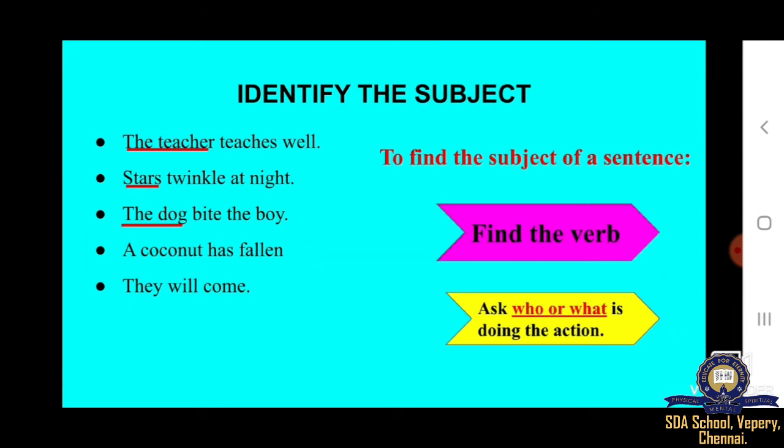And the next sentence: a coconut has fallen. If I ask what has fallen, my answer is a coconut. So here a coconut is the subject. And the next sentence: they will come. If I ask who will come, the answer is they. Here they is the subject.